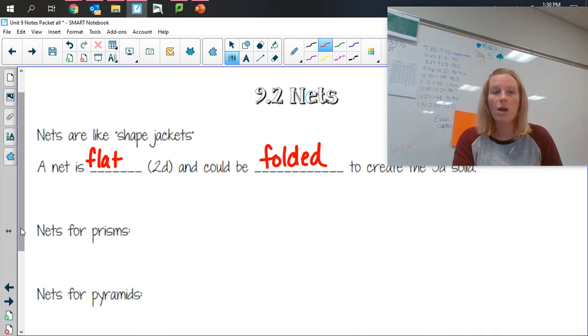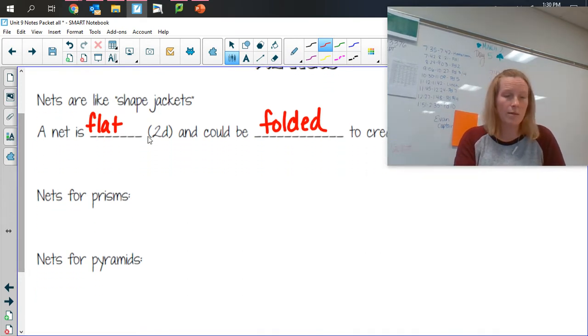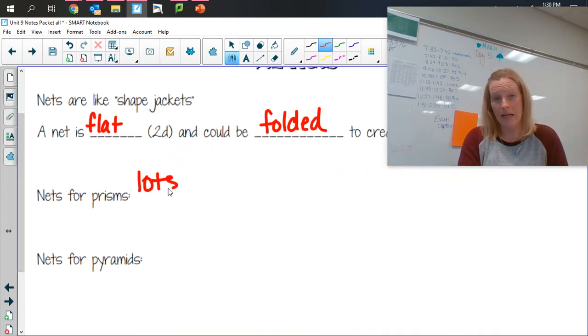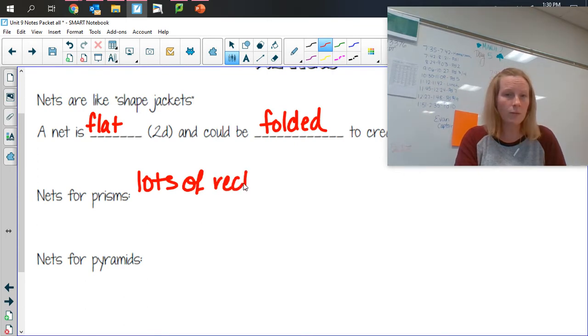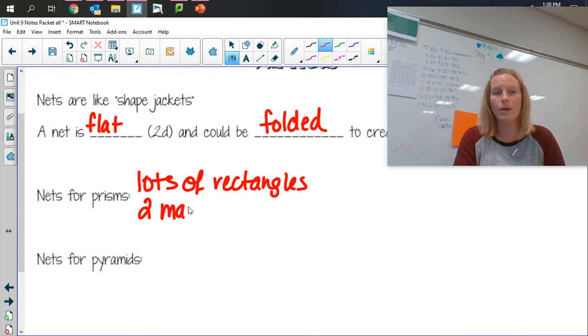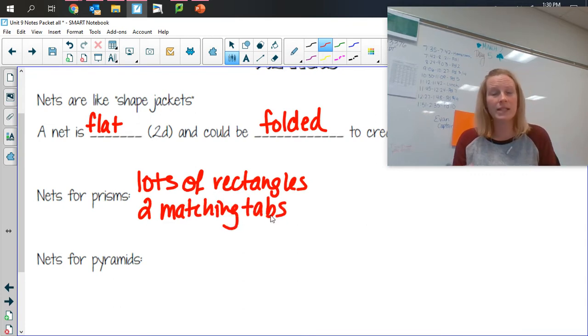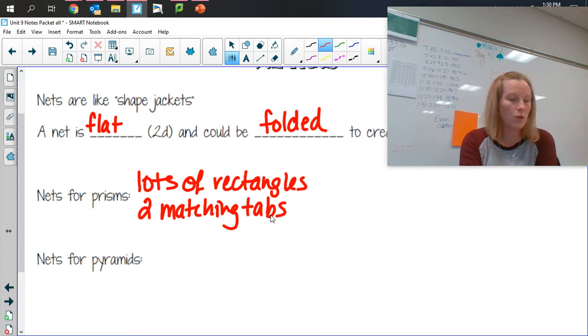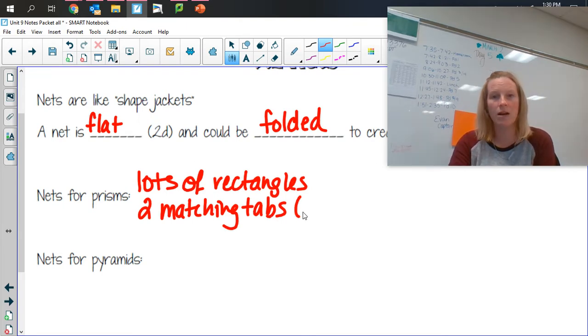When we look at nets, there are a couple different little tricks we can use to help ourselves out. When we're looking at a net of a prism, we are going to see lots of rectangles. With these rectangles, we're also going to see two matching tabs. If you remember, on a prism the reason we see the two matching tabs is because we have those two bases that are going to match each other. So those tabs are going to be our bases. We're going to see the two bases and then lots and lots of rectangles.